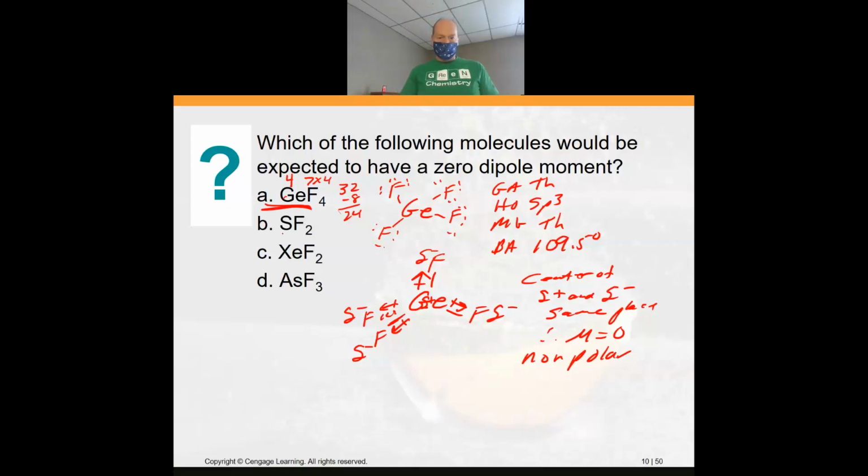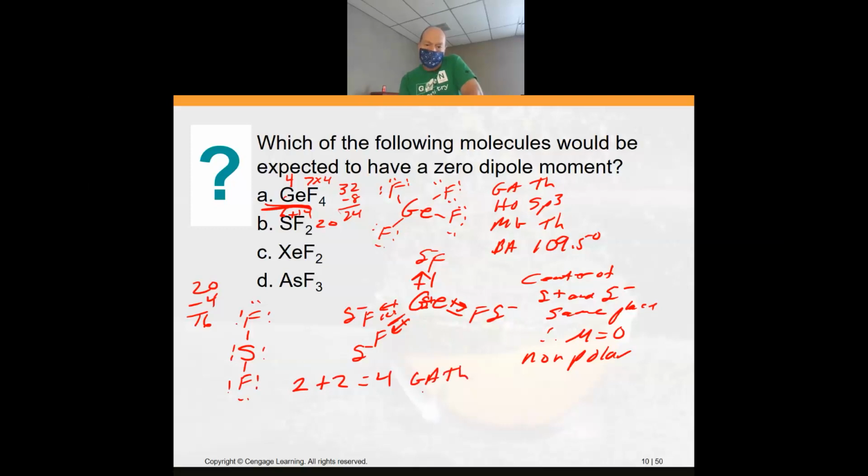All right, so if we did SF2, that is 6 plus 14, that is 20. So we have our S, we have our F, we have our F. So 20 minus 4 is 16. Our 16 valence electrons are enough to give everything an octet. And that is a yes, it is the perfect number to give all of the atoms an octet. And so now we see our central atom has two bonding directions and two lone pair directions. So again, our geometric arrangement is tetrahedral. Our hybrid orbital is sp3, but our molecular geometry is not this shape.